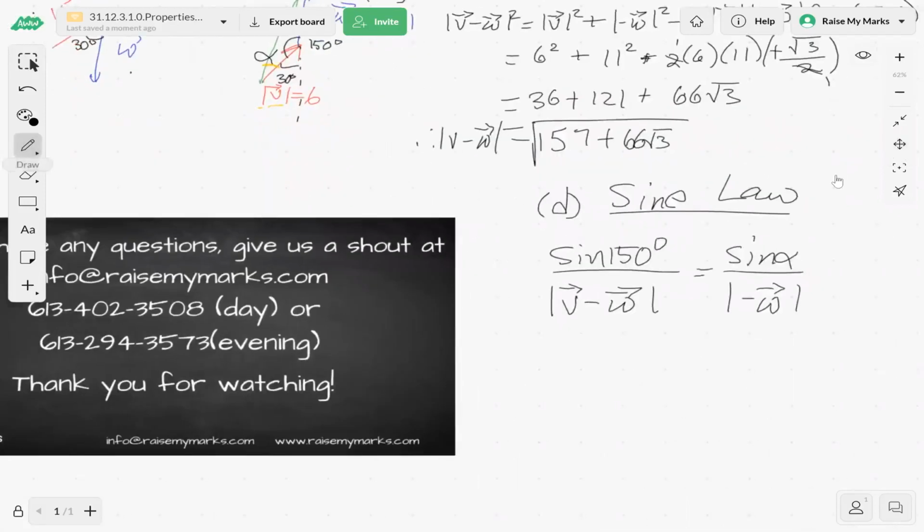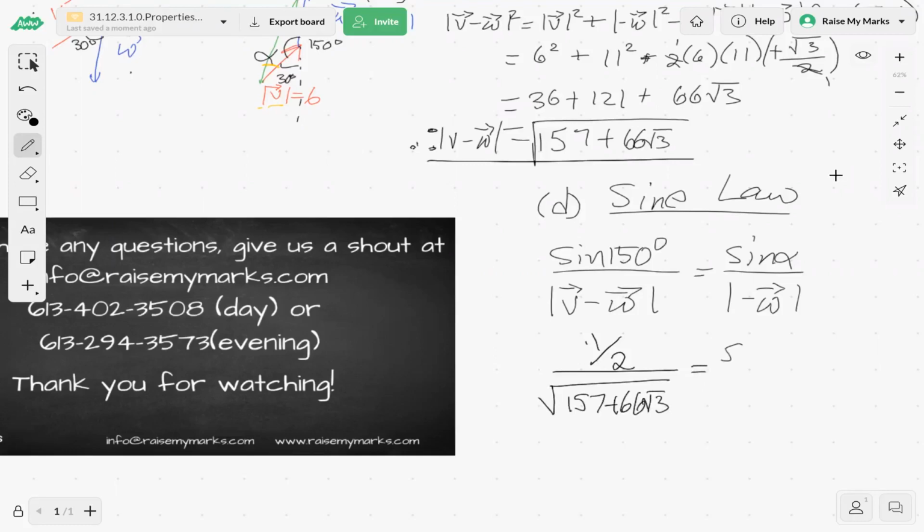What do we get? The sine of 150 is the same as the sine of 30, since 30 degrees is a related acute angle. The sine of 30 degrees is a half. We've established that the magnitude of V minus W is this expression here, the square root of 157 plus 66 times root 3, equals, we don't know alpha, the sine of alpha over the magnitude of negative W, which is the magnitude of W, which is just 11. So now we can just solve for alpha.